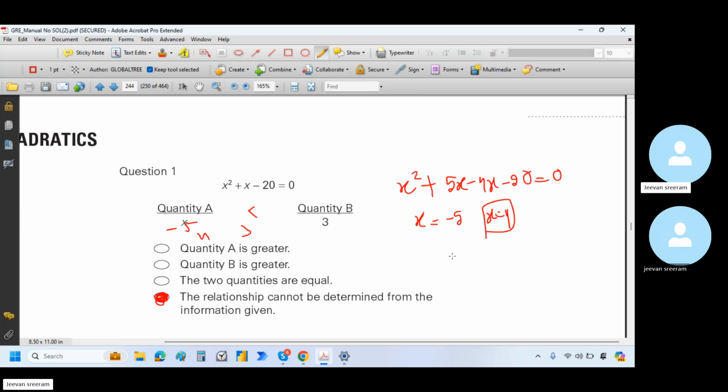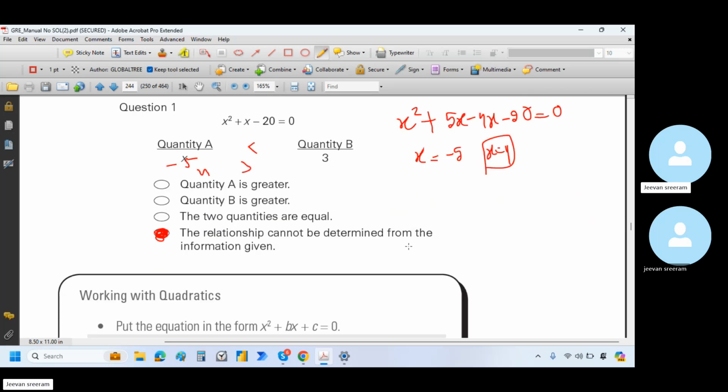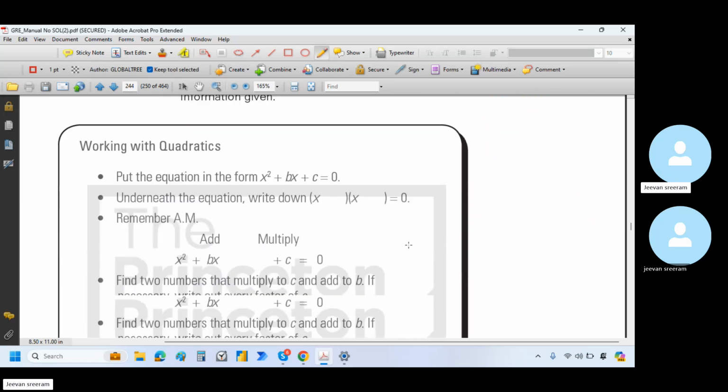For x, we have two values, right? When you compare minus 5 with 3 and also with 4, which could be always greater? No, cannot be determined.